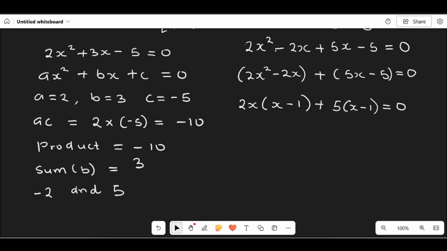Factor out the common binomial. The common binomial here is x minus 1. Let us factor it out. x minus 1 will now remain, 2x plus 5 bracket 2x plus 5 equal to 0. Solve each factor. Set each factor equal to 0.